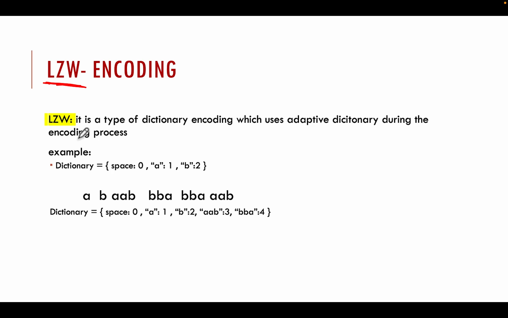The LZW is a type of dictionary encoding which uses an adaptive dictionary during the encoding process, which means during the encoding process, the dictionary will keep on changing and updating. Let's look at an example here.